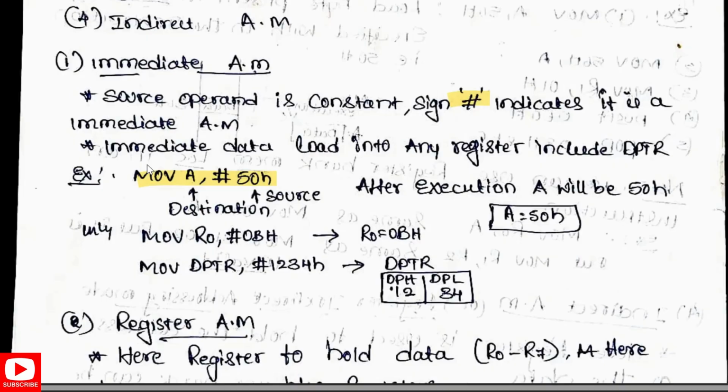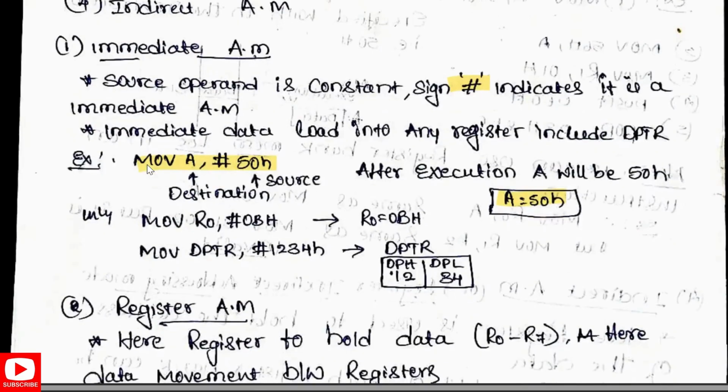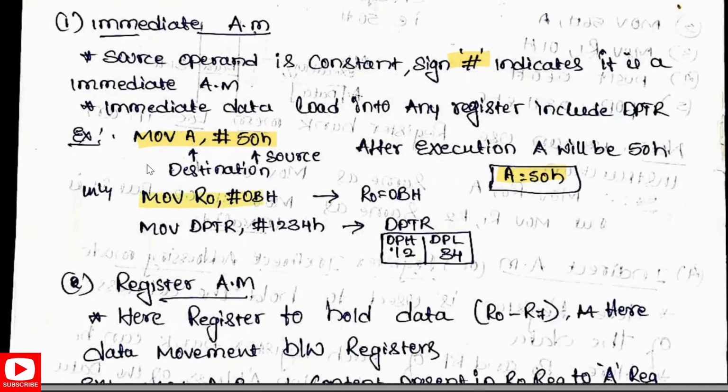So 50H will get stored in the A. So after execution, what happens here is A gets the value of 50H. Similarly, you can also store it in the registers. That is, MOV R0, #0BH. That is, 0BH gets stored in the R0.